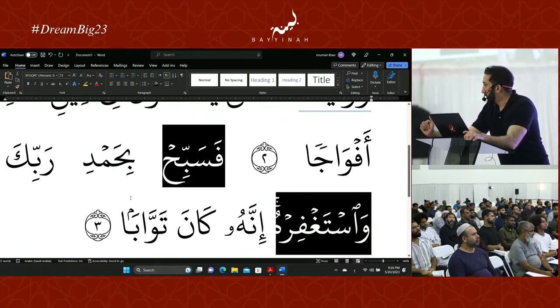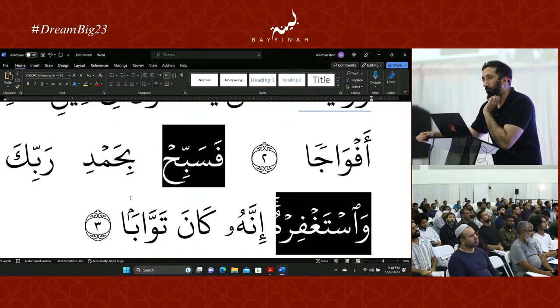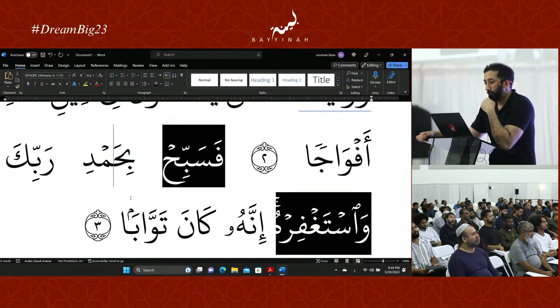It's a jar majroor. And hamdi rabbi, mudaf, mudaf ilayh. And rabbika, mudaf, mudaf ilayh. And innahu, not inna, mudaf, mudaf ilayh, no. Inna, annaka, anna, bi, anna, layta, lakinna, la'alla. What is that stuff? Innahu, certainly he.